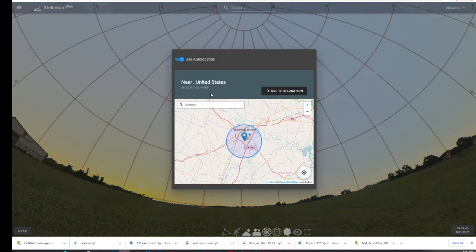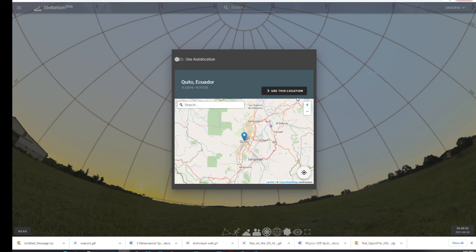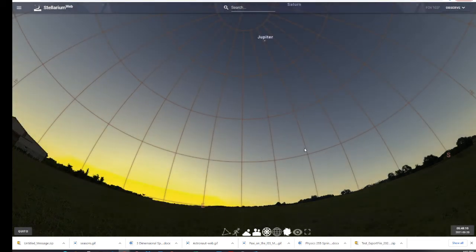What you want to do, actually, before you do this, is turn off your auto location, or it will just bounce you back to Bowling Green. Quito. I want Quito. All right, and then use this location.